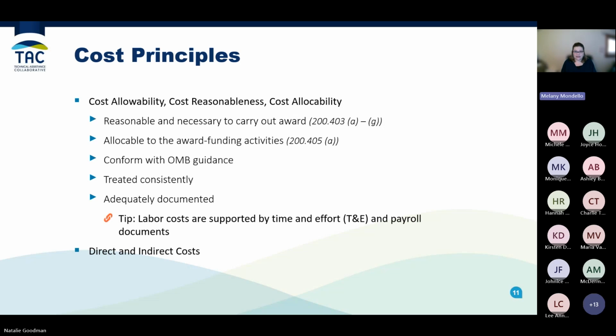And then documenting things. Everything we talk about today, there's going to be documentation to support that. We're going to talk about CAPs, which are cost allocation plans. We're going to talk about timesheets and time and effort logs. We're going to talk about payroll documents. And then last but not least, we're going to spend the bulk of our time in the direct and indirect cost space. So we'll go to the next slide.